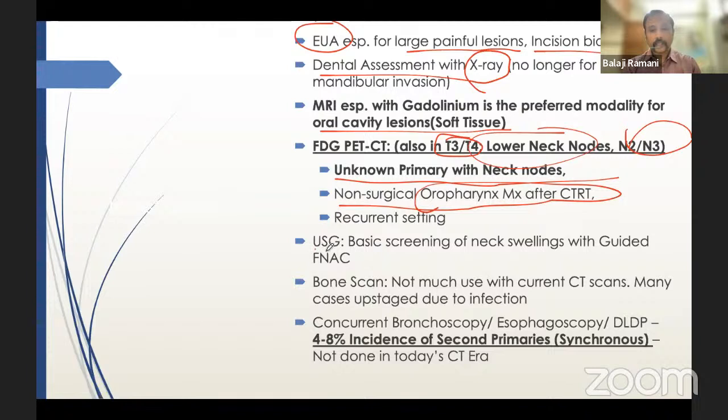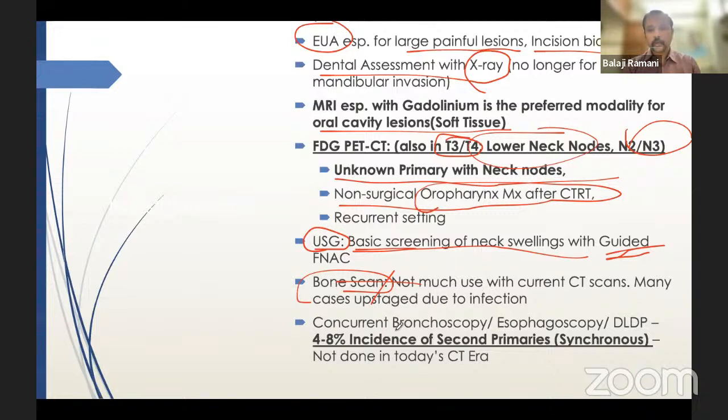When you are doing an ultrasound, what is the role of an ultrasound? It is used for basic screening of neck swellings alone. The other use is for a guided FNAC or a guided biopsy of the node. You can do it under ultrasound guidance. Bone scan, again, there is not much of a role in today's world. So when will you do a triple scopy?